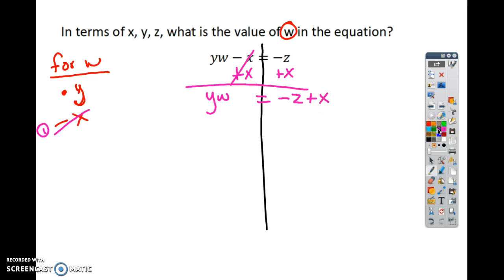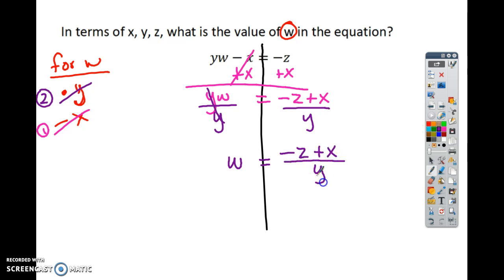Okay, and then we have to get rid of the multiplication. The inverse of multiplying is dividing, so I'm going to divide by y, so that the y cancels. Divide by y, and your answer should be w equals negative z plus x divided by y. Is that what everybody got to begin with?